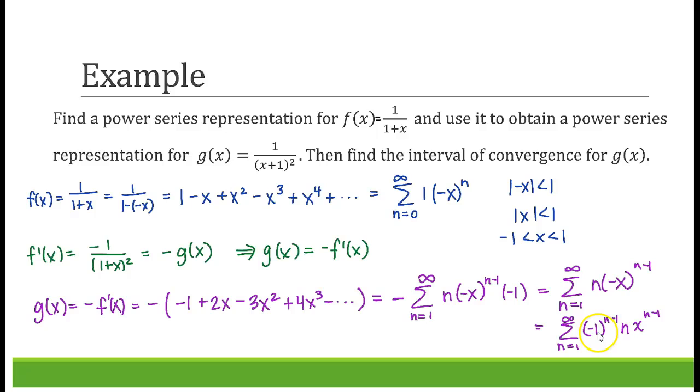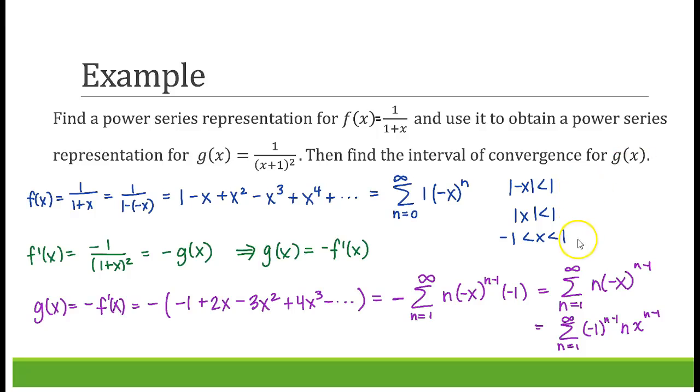It's going to make my terms alternate. And then this is my n times x to the n minus 1 piece that's left over in the back. So we usually put our alternating piece in the front. Either one of these is fine in terms of finding the power series representation, but what we're still left to do is to find the interval of convergence for g of x.